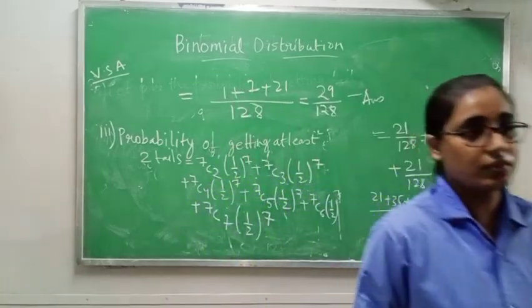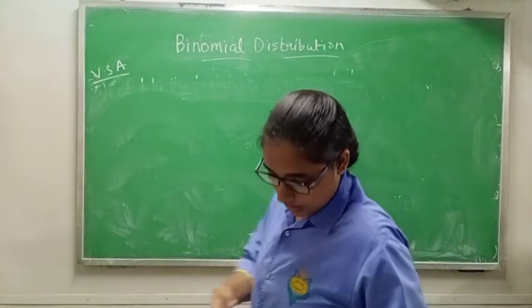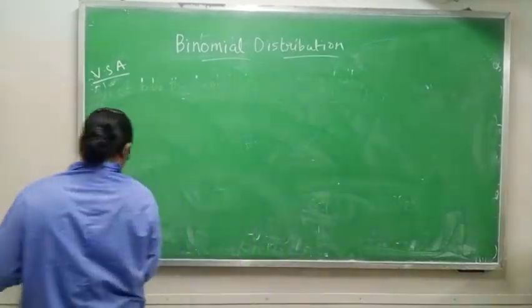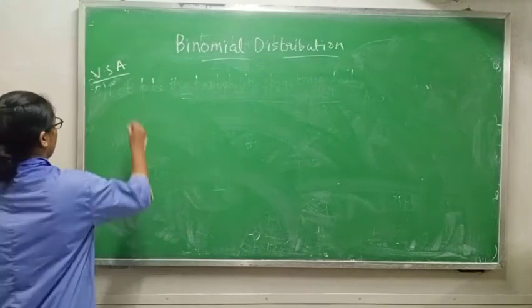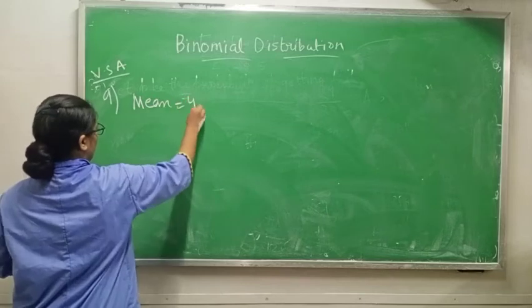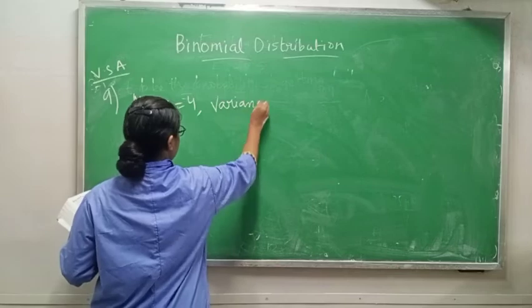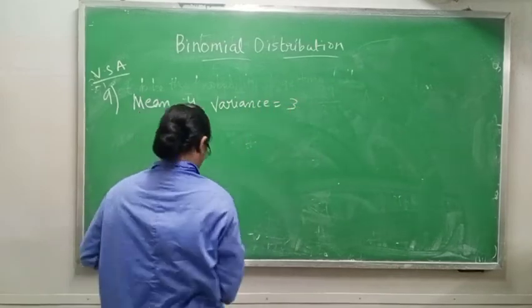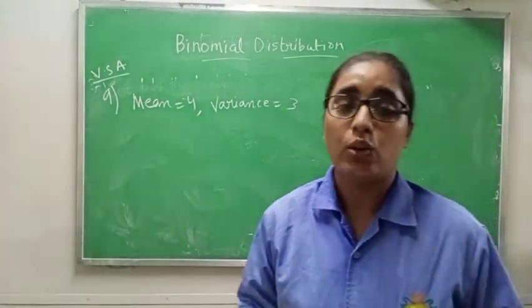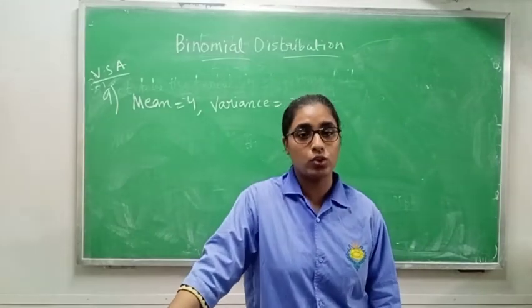Okay, complete this one. Class 12 read question, very short answer. Question number 9. It is given the mean and variance of a binomial distribution are 4 and 3. The mean is given 4 and variance given 3. Find the value of its parameters. Means we have to find the value of n and p only, because we know that these two are the only parameters. Okay, not q.